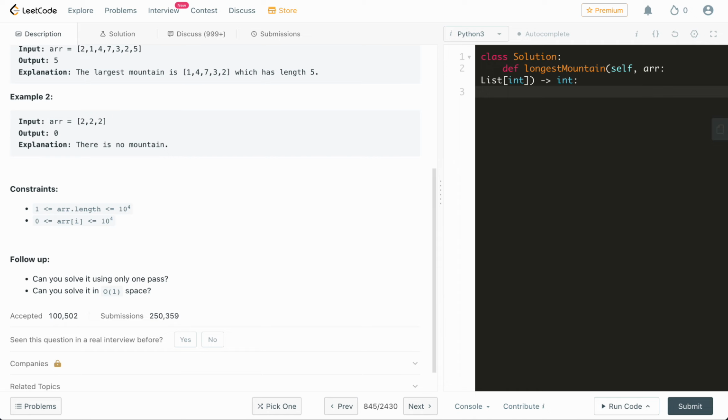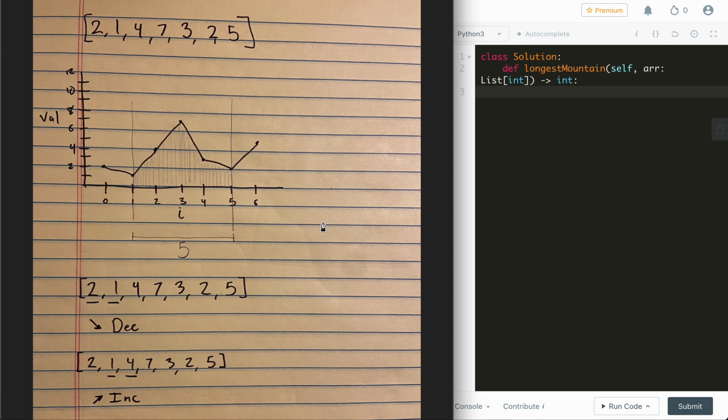To illustrate what I mean by what they're looking for, I have this image here that I drew, and this is our input array up here. Basically we have a graph, and this is kind of what it could look like. At index 0, we are at 2. Index 1, we're at 1. Index 2, we're at 4. Then 7. Then 3. Then 2. Then 5. And we can see that we have a mountain happening right here, don't we? It goes up, and then it comes down.